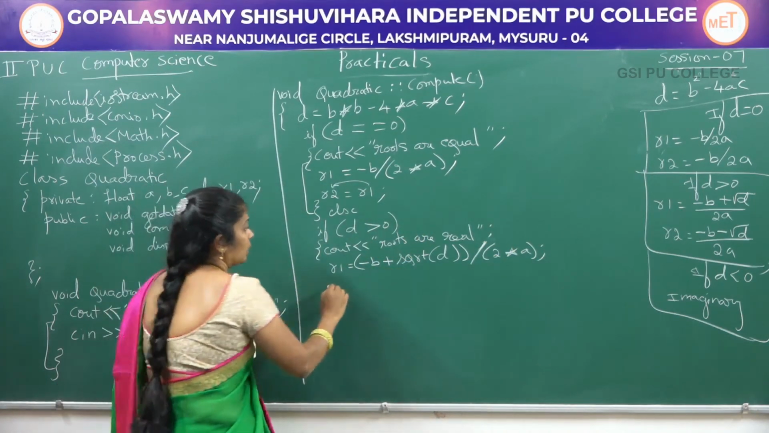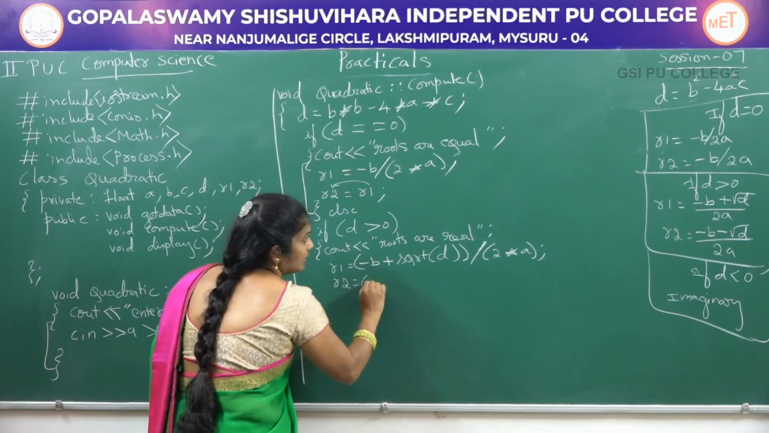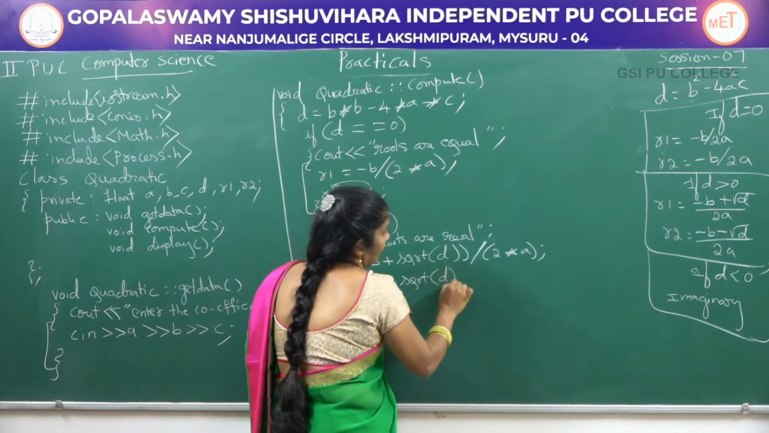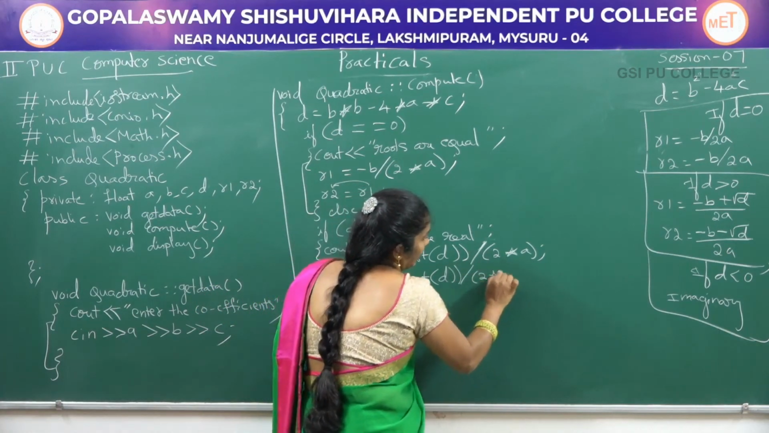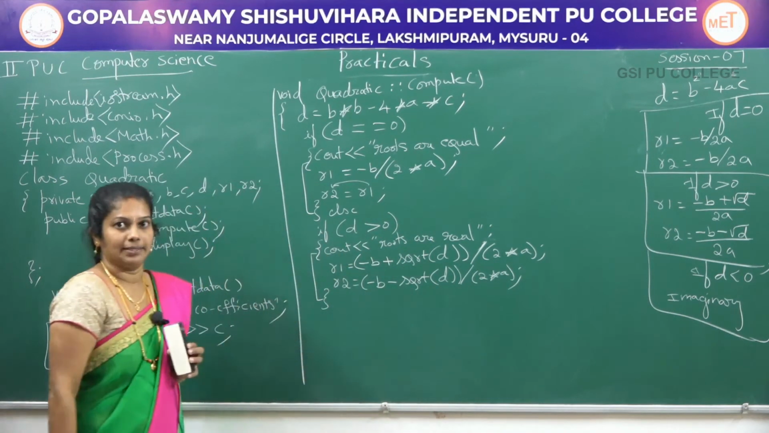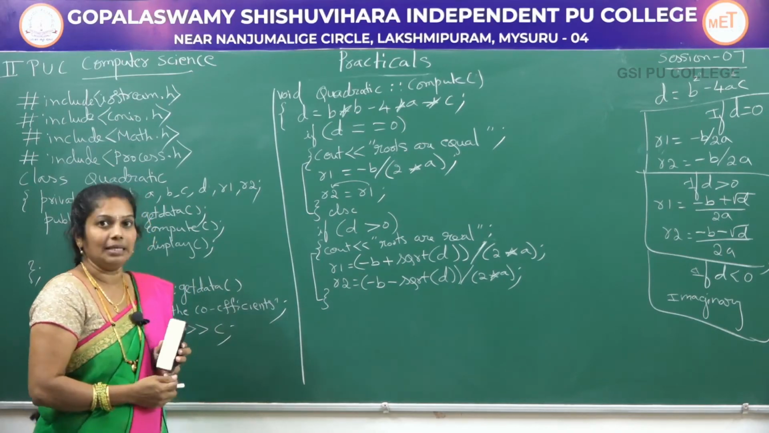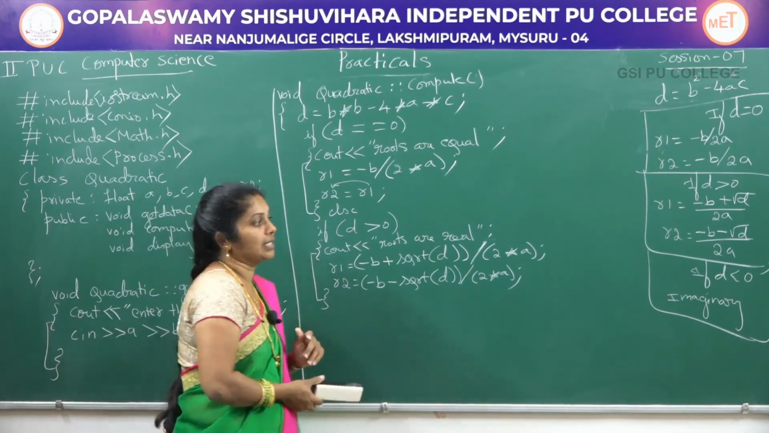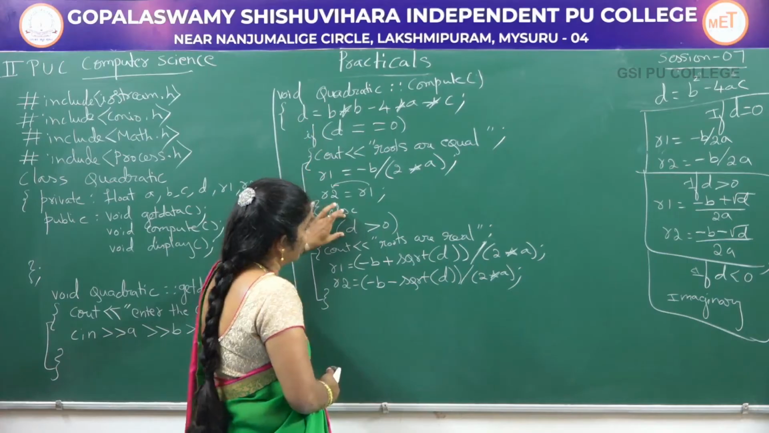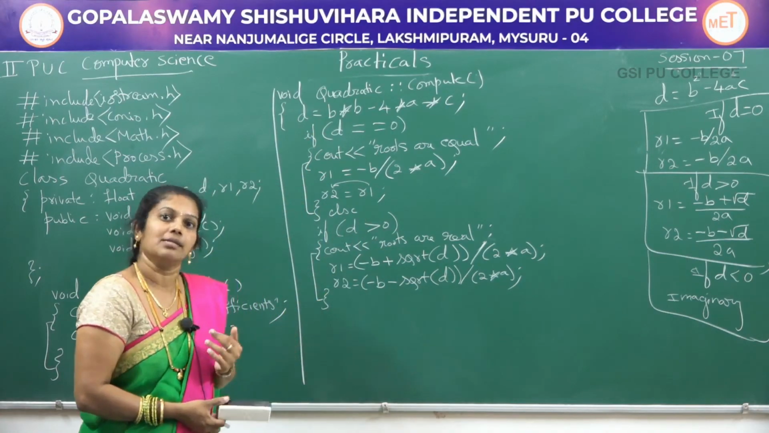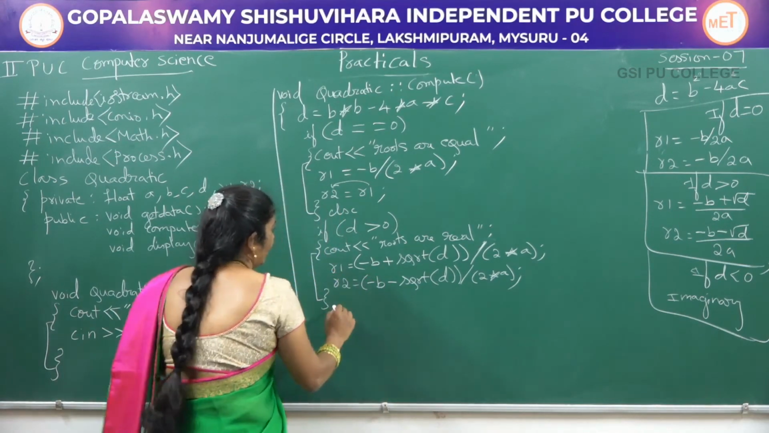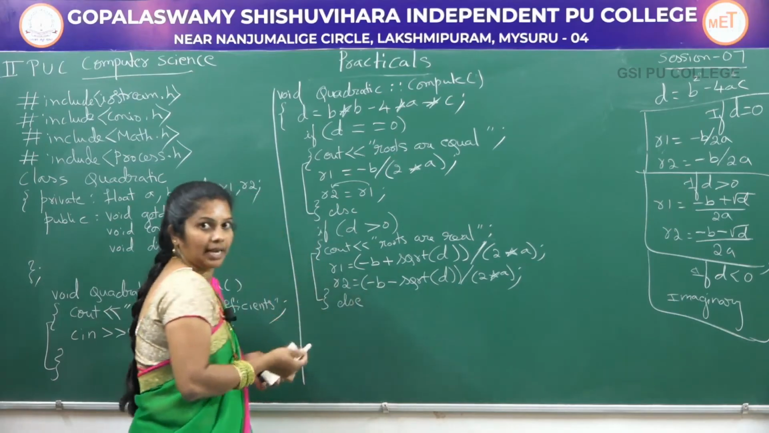Now is it clear? Then what about R2? R2 equals minus b minus SQRT of d whole thing divided by 2 into a. Then close this else part. Now is it clear? What is the next remaining thing here we have? That is discriminant is less than 0. Already we have written equals to 0 and greater than 0. The remaining thing obviously is less than 0. That's why no need to write once again discriminant is less than 0. Only I can start else. Directly you can write else.